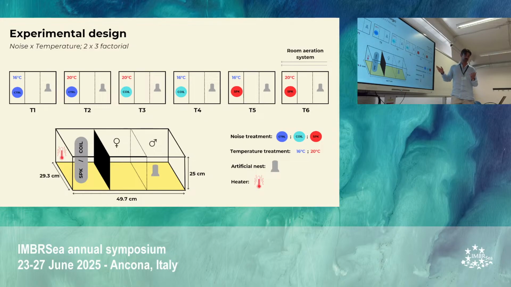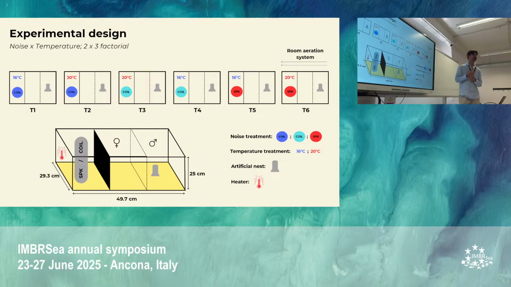For the noise treatment, we use a control, so it's nothing, no device producing anything. We have the speaker that is reproducing noise, in red. And then we have an intermediate treatment that is a coil. So it's used to control for the potential effect of the electromagnetic field that is known to potentially have an effect on fish. So we decided to include it as well in the experiment.